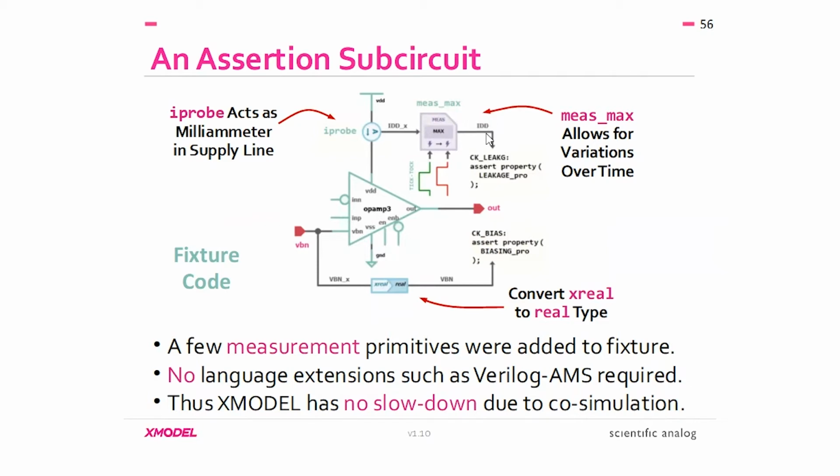Since this is an ordinary real variable, we can directly reference it within SystemVerilog assertion code, which we'll see in detail in a moment. As far as the bias voltage, to keep things simple, let's assume it's fairly steady. All we really need to do is convert it from XReal type to ordinary real type, giving us an ordinary real variable VBN, which we can reference within a SystemVerilog assertion. Of course, we could make this check more sophisticated, allowing for time fluctuation by using other XModel primitives like threshold comparators to make sure the bias stays above 650, yet below 750 millivolts.